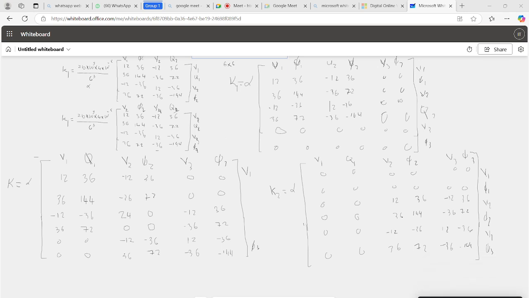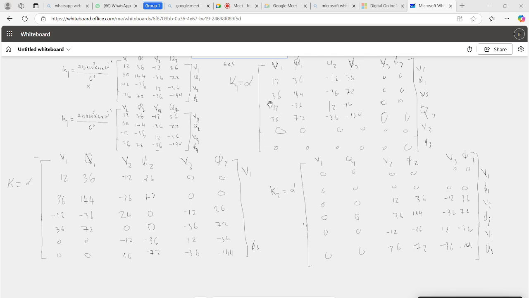The direct method is the expanding. So you add these two to get the global stiffness. Now we have 36. This one, 36 plus 0 is 36. 144 plus 0 is 144. Minus 36 plus 0 is minus 36. 72 plus 0 is 72. The rest is 0, 0.